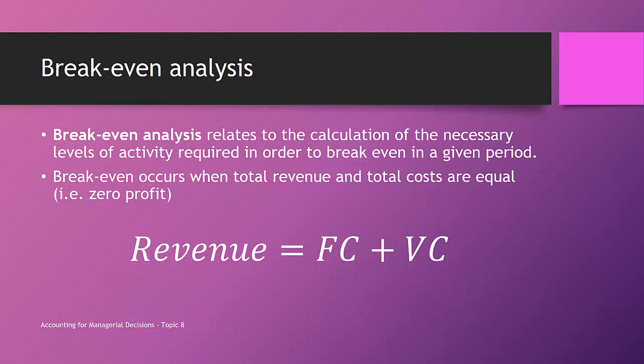So break-even analysis relates to the calculation of the necessary levels of activity required in order to break even in a given period. This basically means when you're not losing money. As we can see in the formula sitting there, when the revenue that they bring in is equal to your costs. So if you imagine that and you moved fixed costs and variable costs to the left-hand side, it'd be revenue minus fixed costs minus variable costs equals 0. When all that nets out at 0, that's your break-even point.